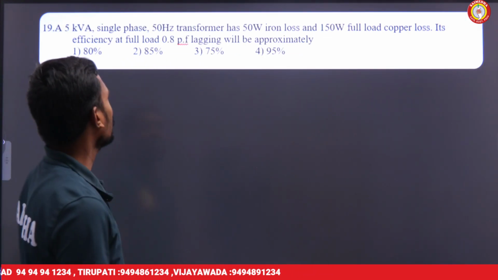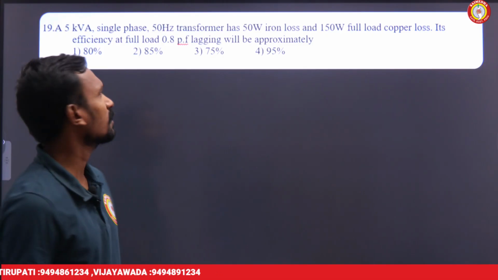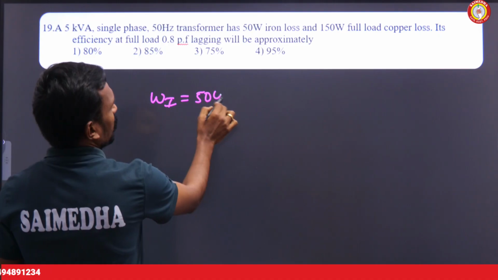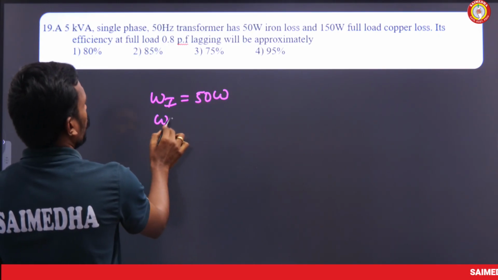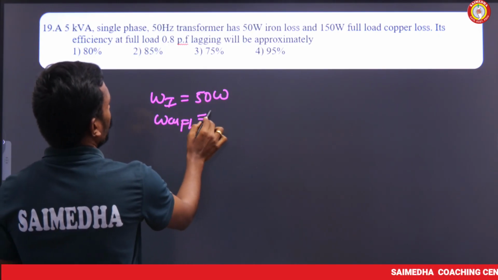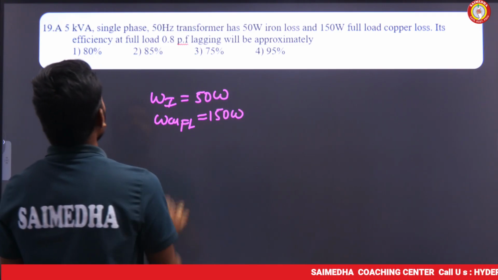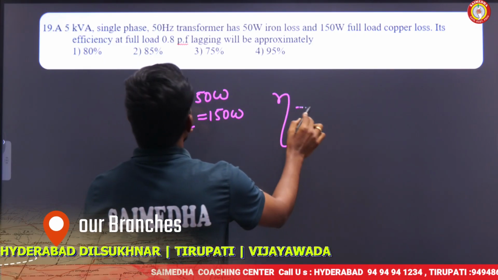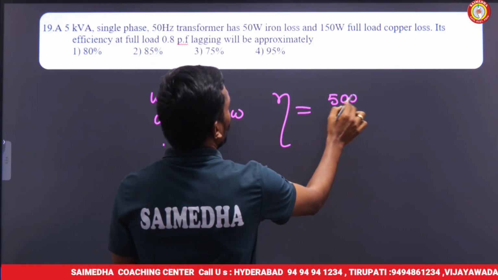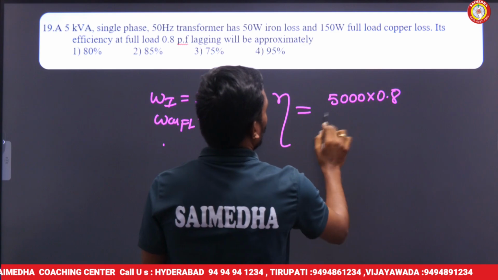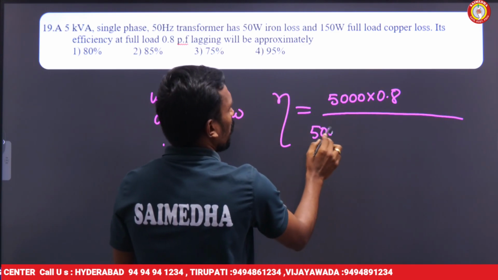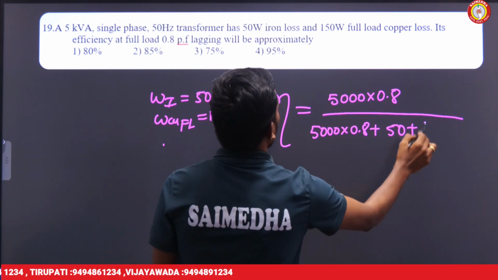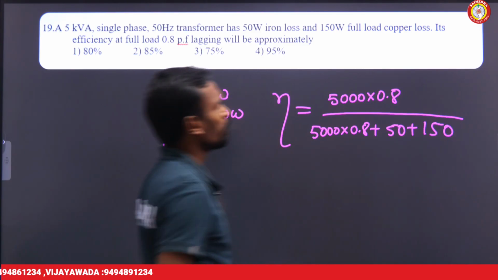A 5 kVA single phase 50 Hz transformer has 50 watts iron losses and 150 watts full load copper losses. They gave its efficiency at 0.8 lagging. Efficiency is equal to kVA into power factor divided by kVA into power factor plus iron losses plus copper losses.